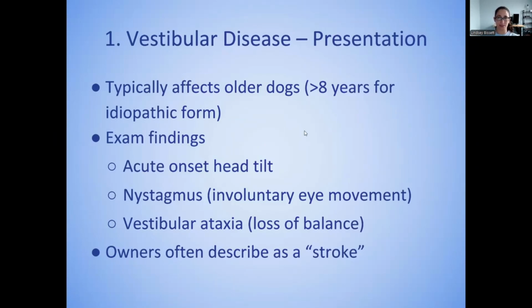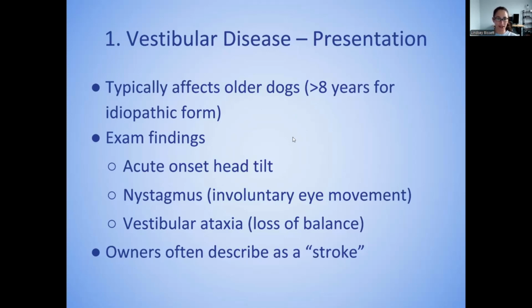So vestibular disease is a pretty common presentation, whether it's from an inner ear infection or idiopathic vestibular disease. Those are typically the most common that we are seeing. And typically we're seeing this in older dogs, especially if it's greater than 8 years old. We kind of think idiopathic.